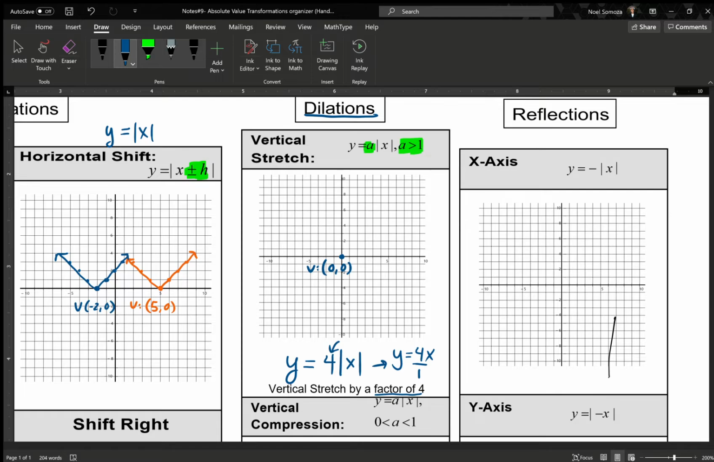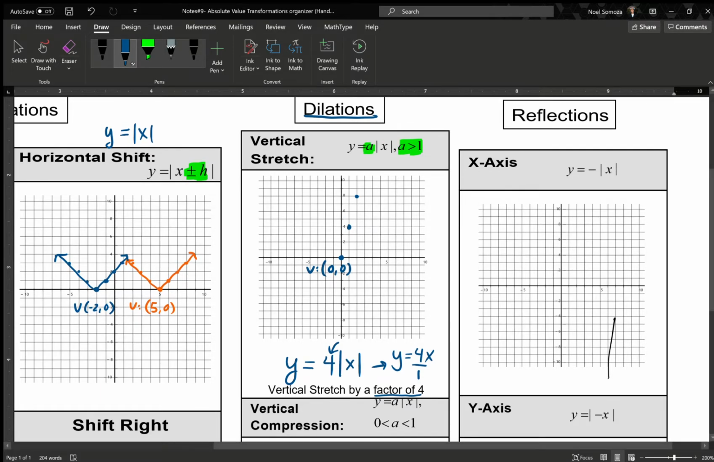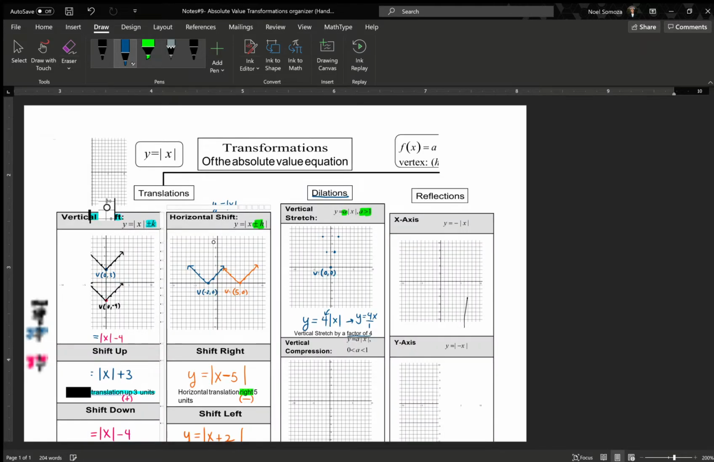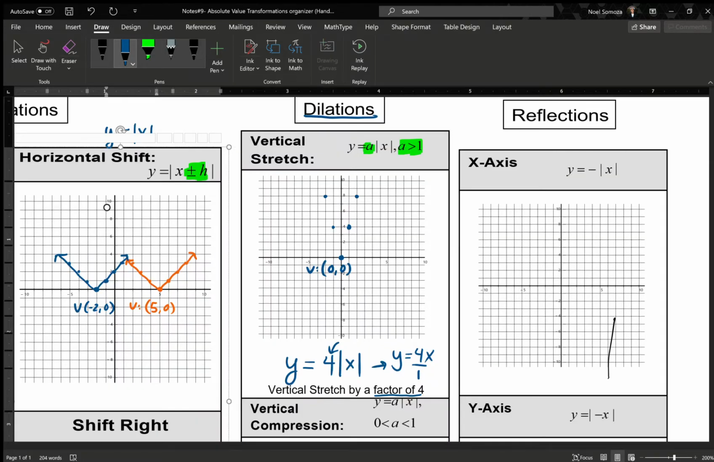I want to see what the slope is going to be, so I can say, all right, that's a 4 on the top, so my rise is 4, and then I run 1. So up 4 to the right 1, up 4 to the right 1. I can also do the same thing to the left. So up 4 to the left 1, up 4 to the left 1. So I start at the vertex, and I connect those points.